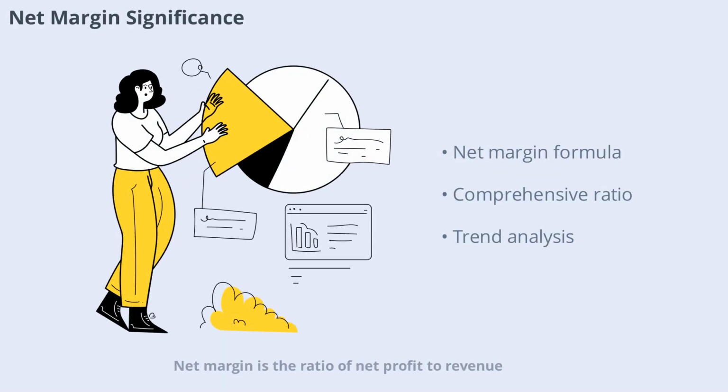Net margin is the ratio of net profit to revenue. It's the most comprehensive profitability ratio, reflecting all costs and income streams. A high net margin means your business is not only efficient but also resilient to challenges. Tracking net margin over time helps you spot trends and make informed decisions. In the next scenes, we'll look at factors that influence profitability and how to improve your margin.